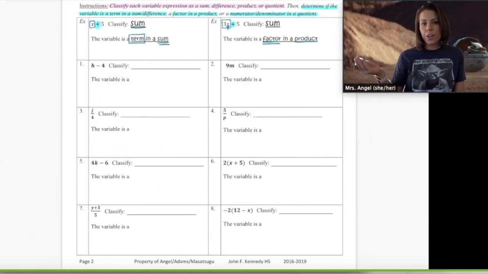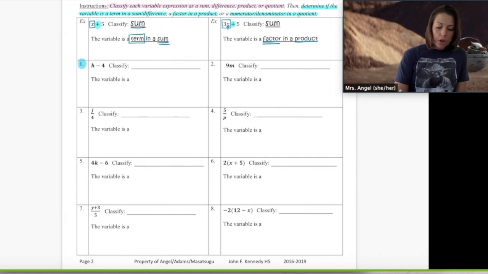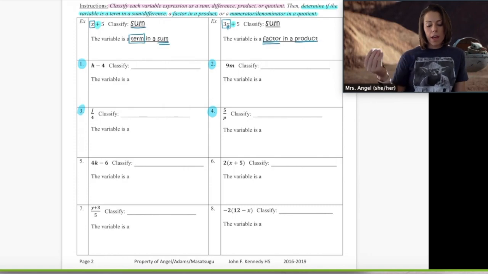Now that we've gone over both examples, I think that you're capable of doing this page on your own. So go ahead and start with 1 through 4. I'll show you those answers, and then we'll move on to 5 through 8.